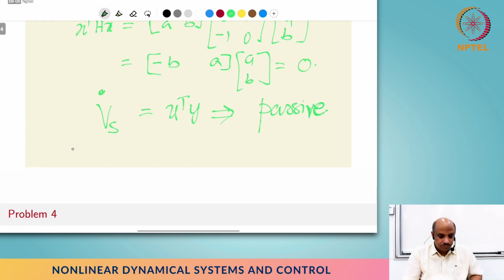Asymptotic stability from zero state observability. Remember, the zero state observability could be proved only because of the fact that we assume that this g of q has one single, isolated equilibrium point, right? Otherwise we wouldn't have asymptotic stability. We would end up with something more complex than that.